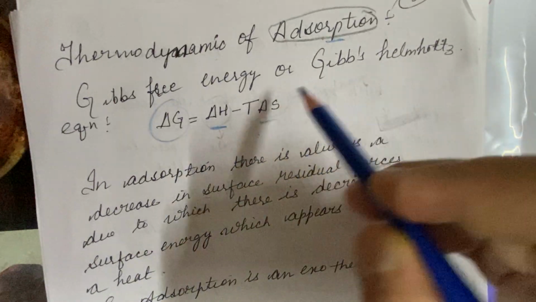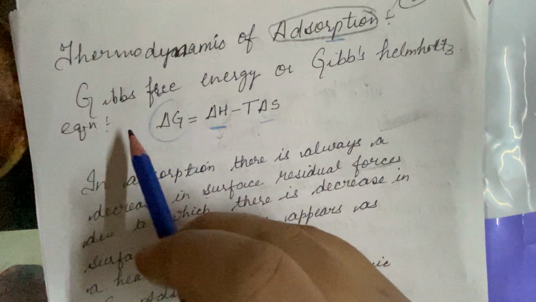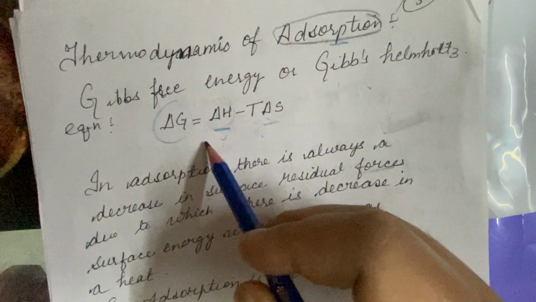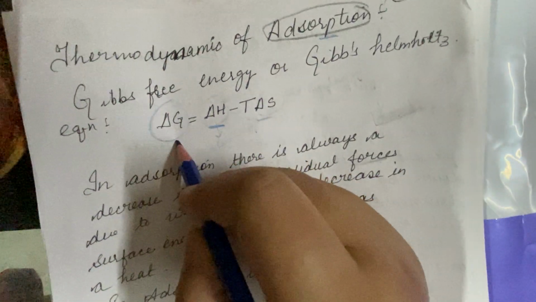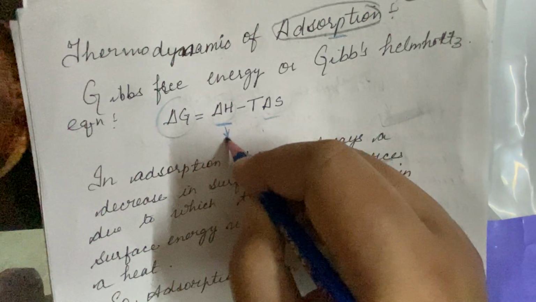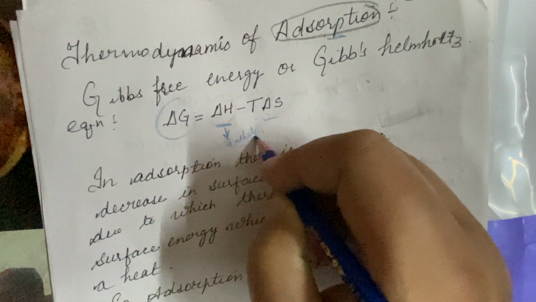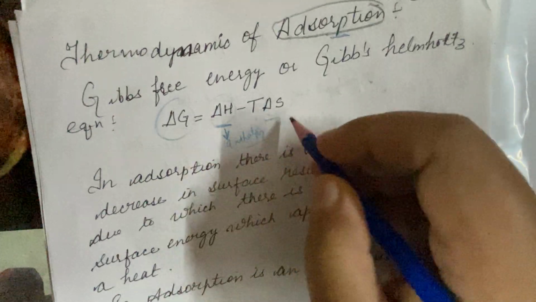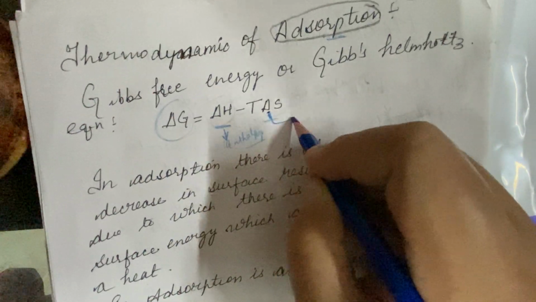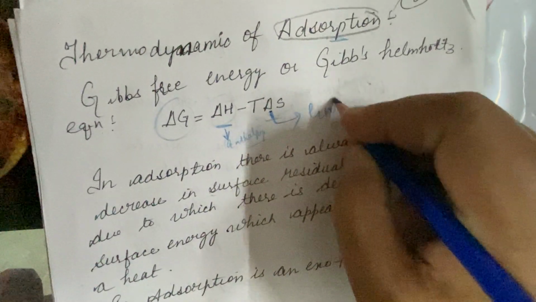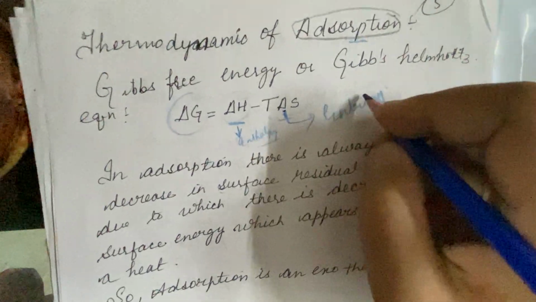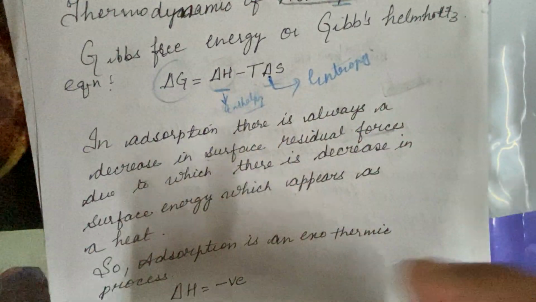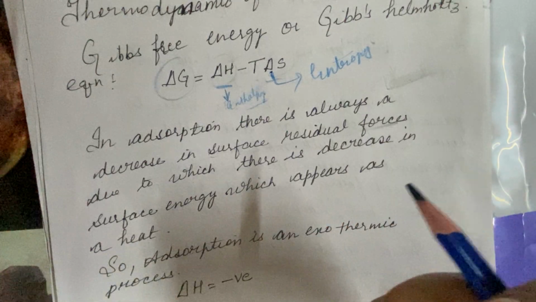This is the Gibbs-Helmholtz equation, or it's known as Gibbs free energy. Delta G is your Gibbs free energy, and delta H is your enthalpy. Enthalpy means change in heat, and your delta S is entropy. So you must have studied this equation in your 11th class.